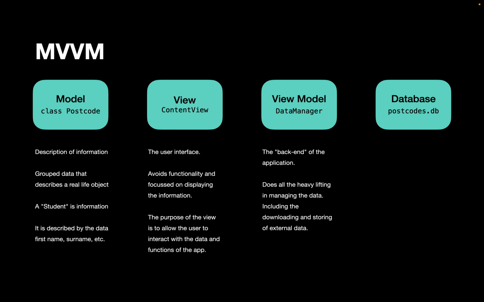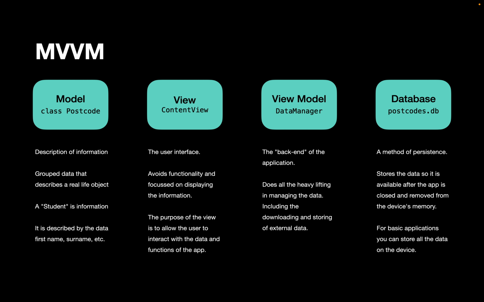Now, this isn't really in the MVVM structure, but we will be running a database in the future. This is used for what we call persistence, storing the data so it's available after the application has been closed and removed from the device's memory. So if we were to say, type in a number into a calculator, if we were to quit that application, because there is no persistence, when we reopen it, the calculator will start with the number 0 again. For basic applications, such as our postcodes application, we can store all the data on the device itself.